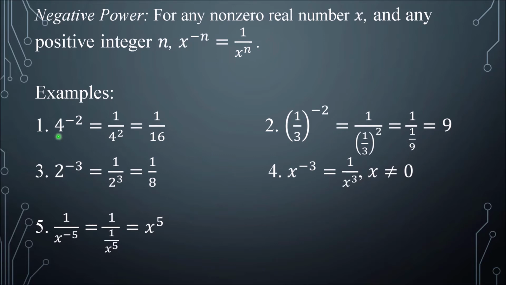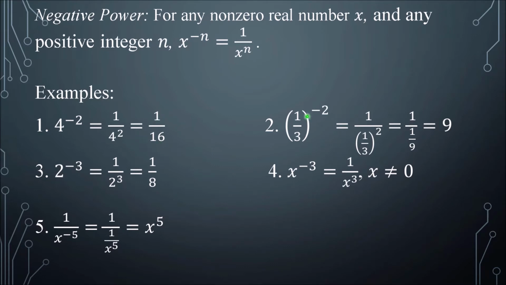So let's have an example. 4 raised to negative 2 is equal to 1 over 4 squared. As you can see, the negative 2 becomes positive 2, and 4 raised to negative 2 is transferred or placed in the denominator. So 1 over 4 squared, 4 squared is 16, so the final answer is 1 over 16.